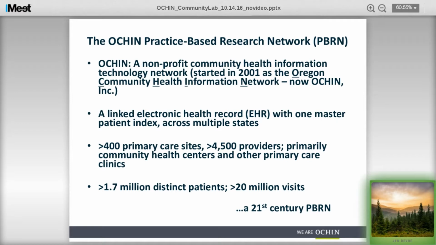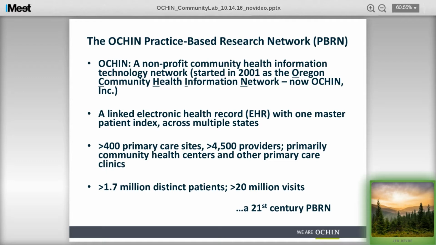That means that when a patient walks into any community health center or primary care health center serviced by OCHIN, their record will be pulled up on that electronic health record, one record. So if I go to an OCHIN clinic in Oregon and I'm a patient there, and then I travel to California, they can see my record in California. If I go to one of our sites in North Carolina, same record.